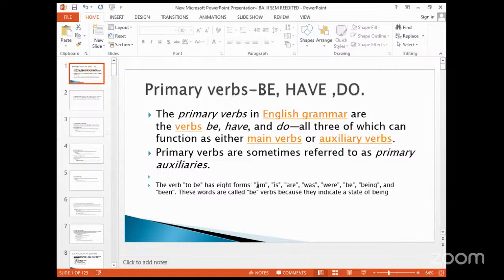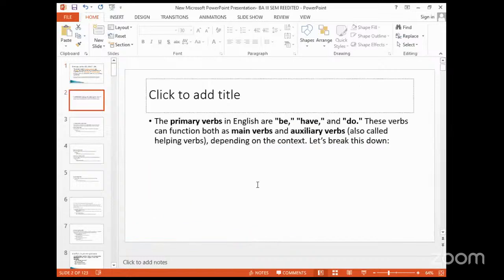Right? The primary verbs in English grammar are the verbs be, have, and do, all three of which can function as either main verbs or auxiliary verbs. Primary verbs are sometimes referred to as primary auxiliaries. I hope my screen is visible.